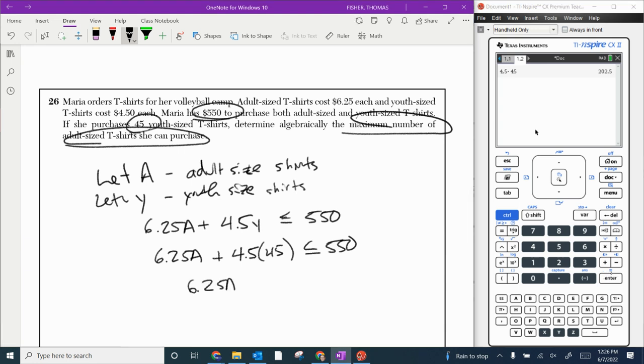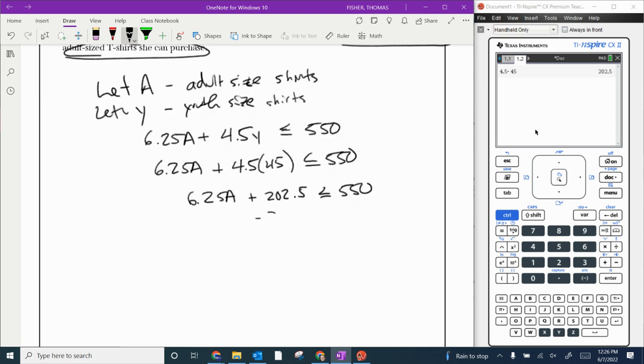So 6.25a, I just multiplied those two numbers, 4.50 times 45, and got 202.5, and then from there it's just a 2-step inequality to solve. So a quick evaluation and a 2-step to solve, and we're done. So 550 minus that, 347.5.